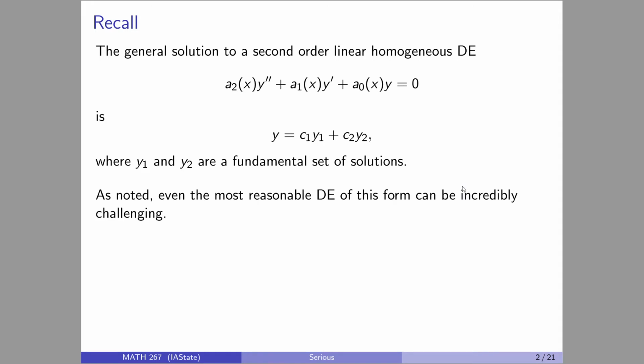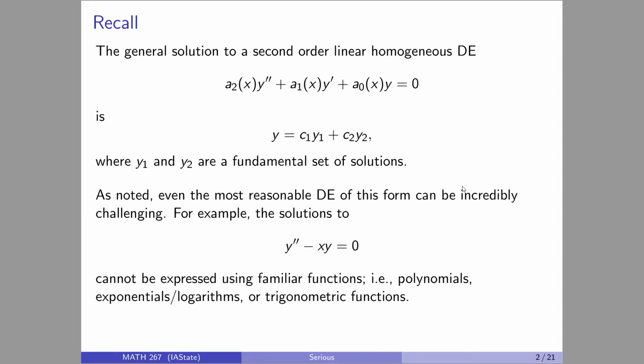Now, as we've been saying for the past couple of weeks here, even the most reasonable second-order linear homogeneous DE, the solutions can be very challenging. So the classic example is the Airy equation, this one right here, y double prime minus xy equals 0. The solutions to this cannot be expressed using our familiar functions. So usually you refer to such functions as special functions, or also sometimes called transcendental functions, and basically saying that, well, they can't be represented in closed form using the algebraic functions, which are the polynomials, exponentials, logarithms, trigonometrics, and so on and so forth.